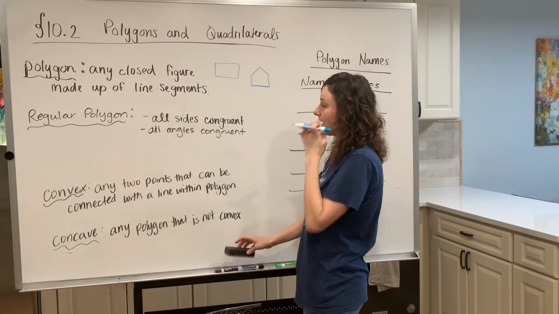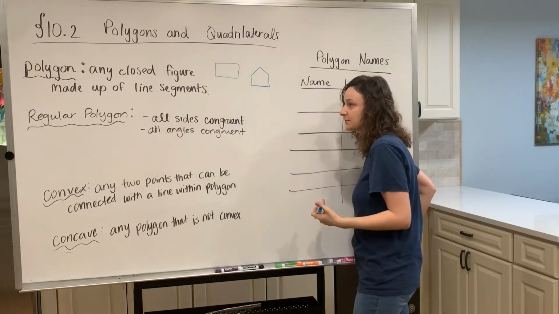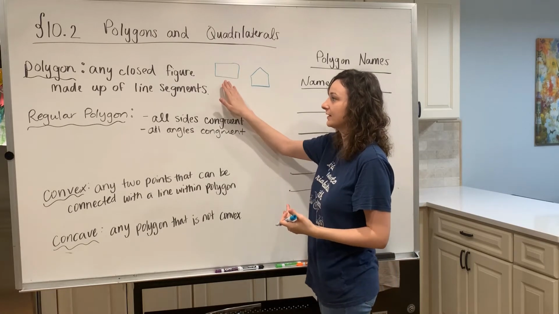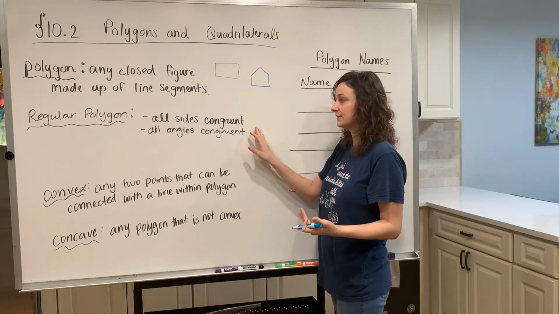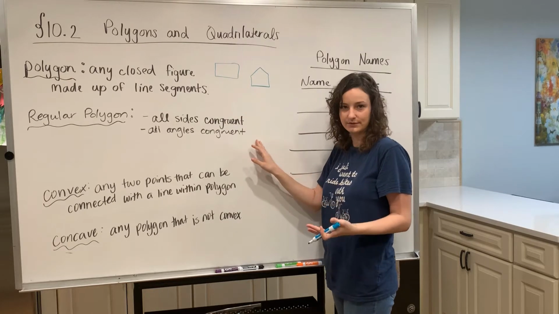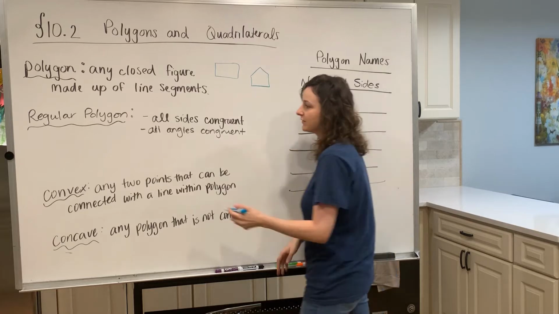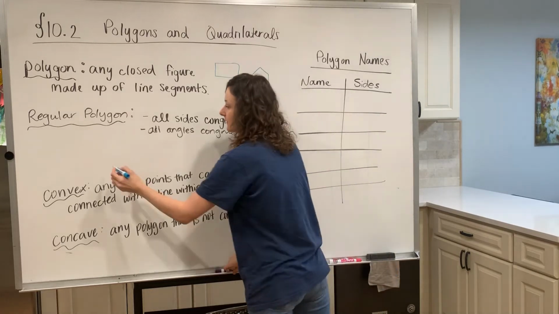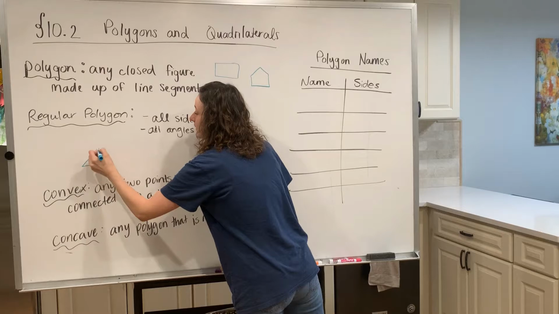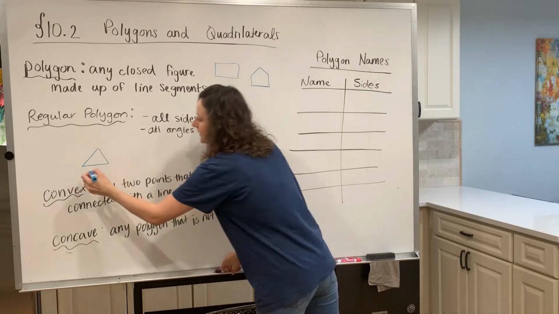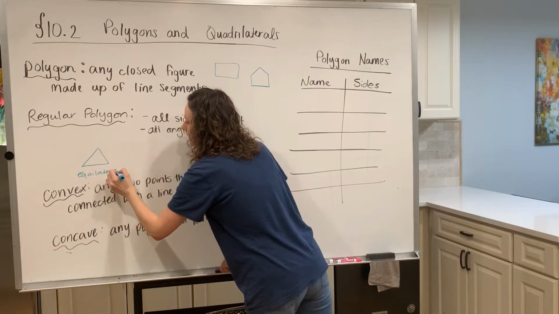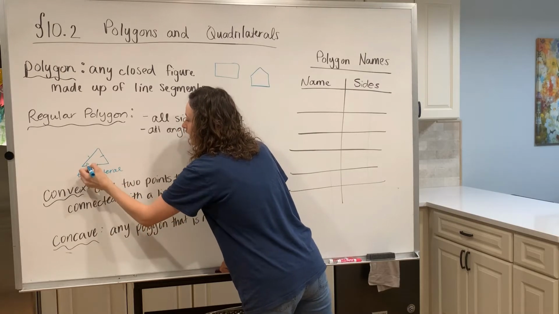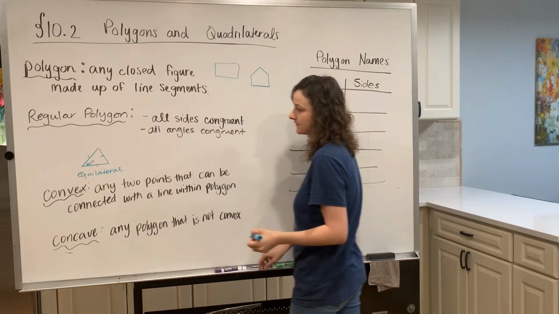A regular polygon is a little bit more specific. A regular polygon is a polygon that satisfies these 2 requirements: all sides must be congruent, and all the angles must be congruent. We've studied a few regular polygons already. We studied a regular triangle, and we called it equilateral. All sides are the same, and all the angles here are 60 degrees.